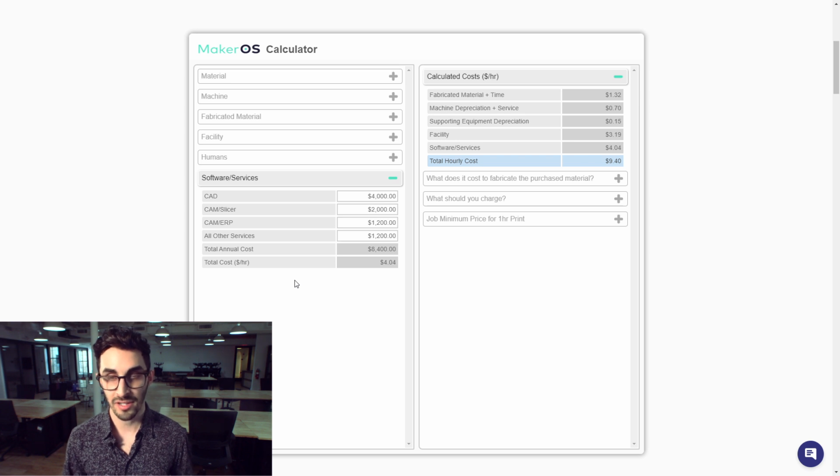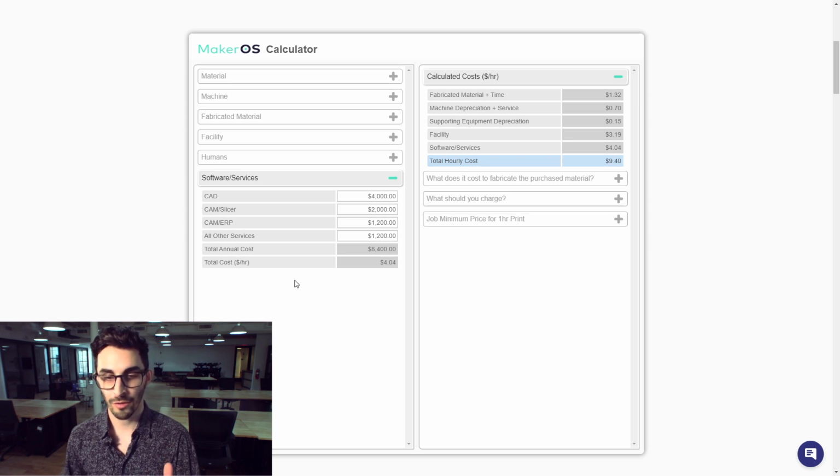So in this example, this is very typical for a shop like this, to have $8,400 annually in software costs, which equates to about $4.04 per hour. So as I'm doing this, you're probably looking at the right-hand side of the calculator at the calculated cost per hour. For some people, this is going to scare them. Don't be scared. This is actually pretty typical. This is normal, and we're going to find out a way to make up for your hourly cost.